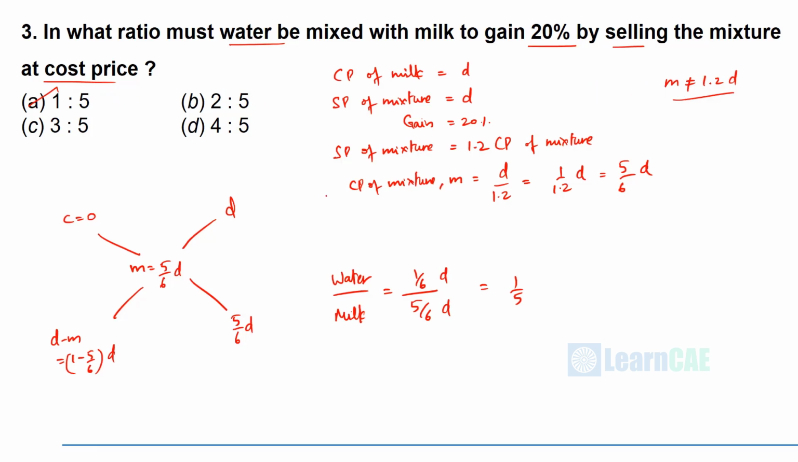Okay. The important part here is you have to find out the cost price of the mixture. You should not assume that the cost price of mixture is 1.2 times the cost price of the milk, because the mean price or the cost price of the mixture should be less than the cost price of the milk. So, M should be less than D value.